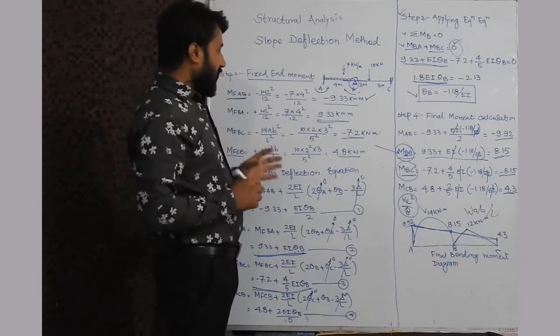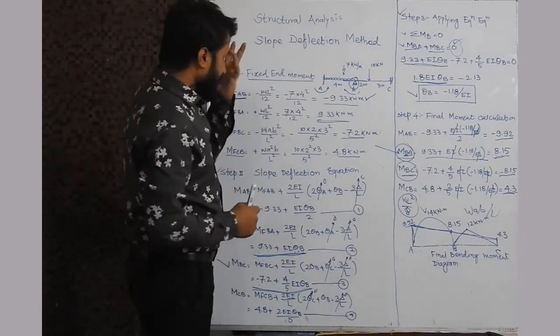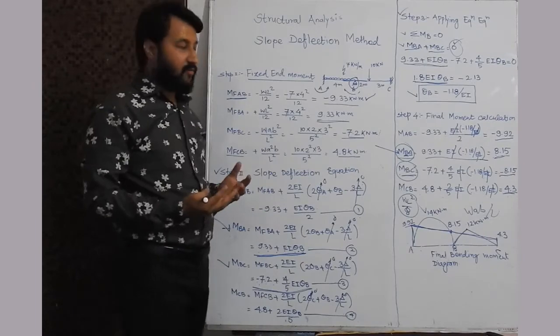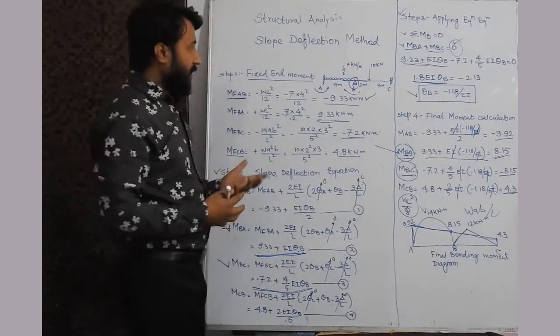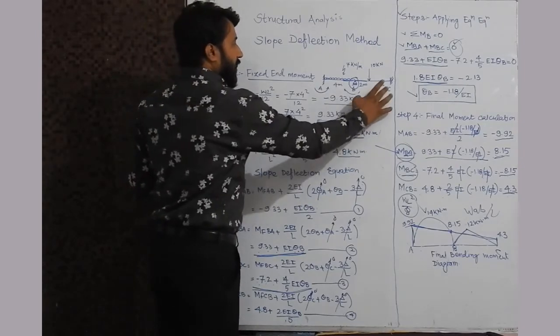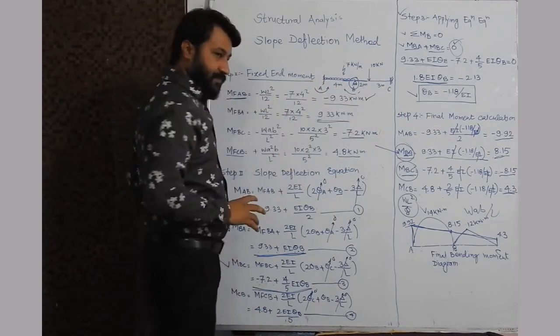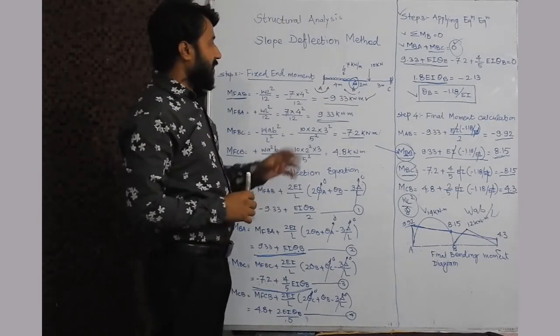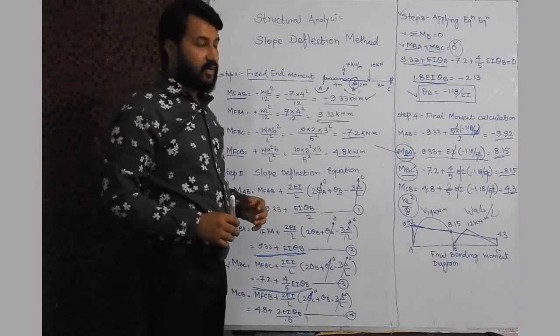Okay. So this is the numerical which we have to solve in the slope deflection method. This was a very easy numerical in the first class. In the next class we will see what happens if any one of these supports, A or C, is a hinge. What will happen in the case of a hinge support at the end, that we will see in the next class.